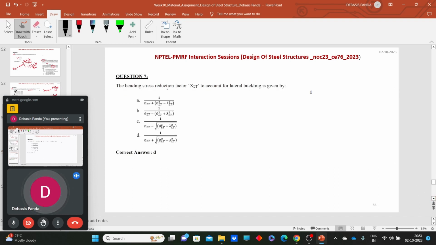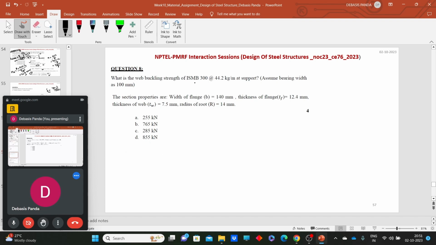Now, the bending stress reduction factor, this is given in your clause, that the value is 1 by phi LT plus under root of phi LT square minus lambda LT square. Now, question number 8. What is the web buckling strength? We need to calculate the web buckling strength of ISMB 300. Assume the bearing width is given as 100 mm. Width of the flange is 140 mm. Thickness of the flange is 12.4 mm. Thickness of the web and root radius are all given.